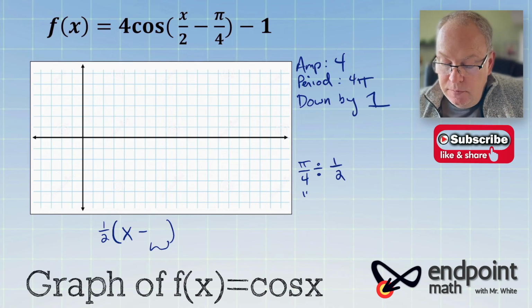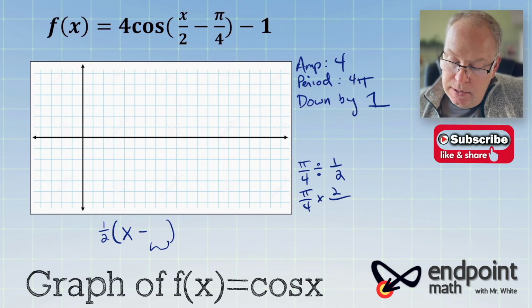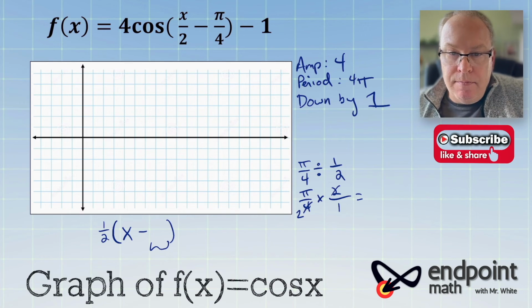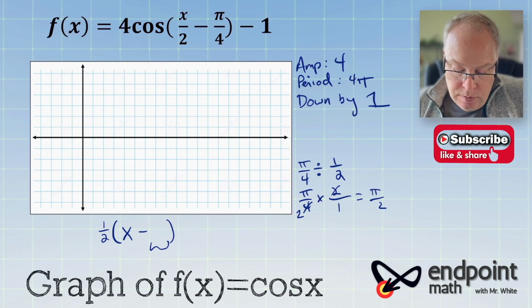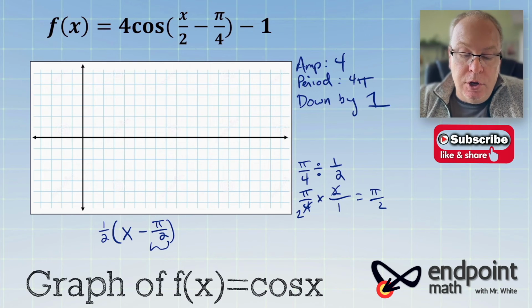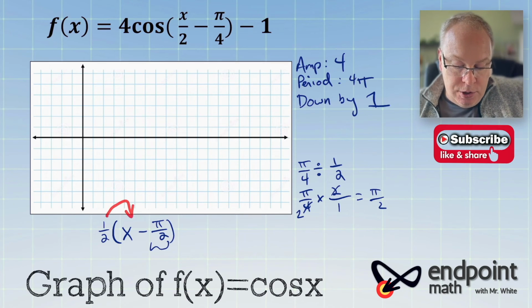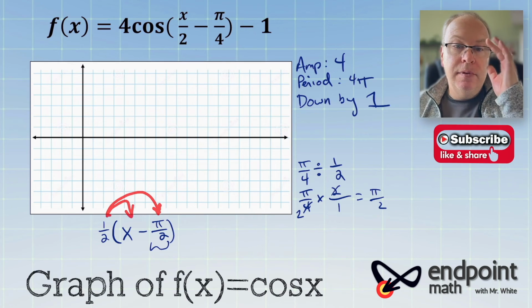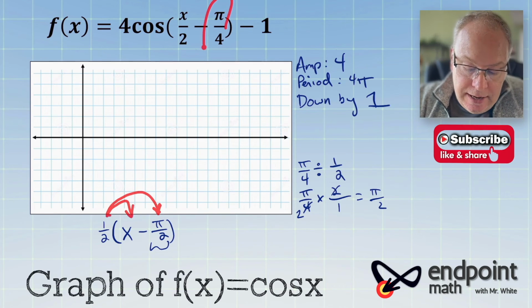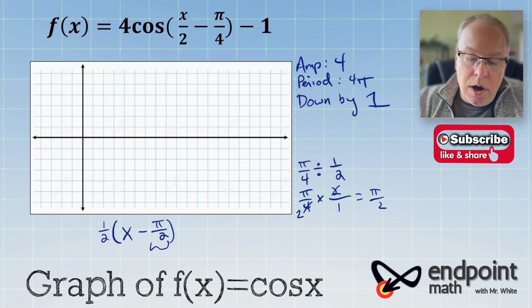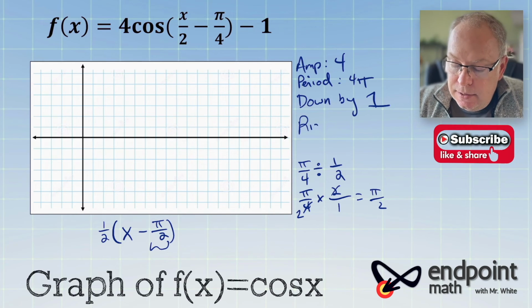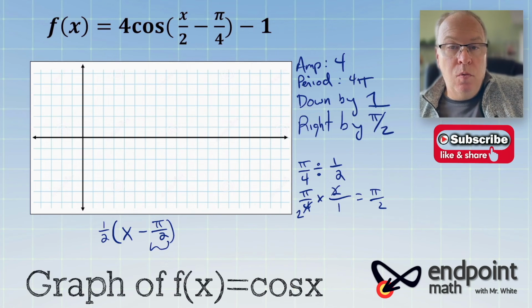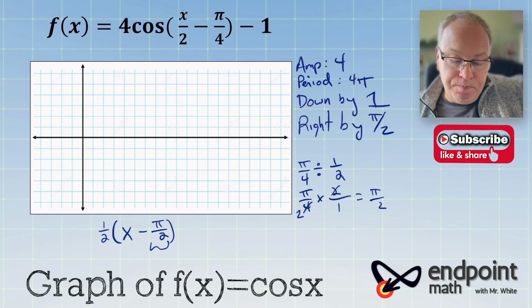All right, so then most of you know, oh, at this point it's keep, change, flip. So it's 2 over 1. 2 goes into 4 2 times. You multiply the top and multiply the bottom. You get pi over 2. So pi over 2 is what would go in there. You could always check your work, and a half times pi over 2 is indeed pi over 4. All right, so we are to the right by pi over 2. We're to the right by pi over 2.